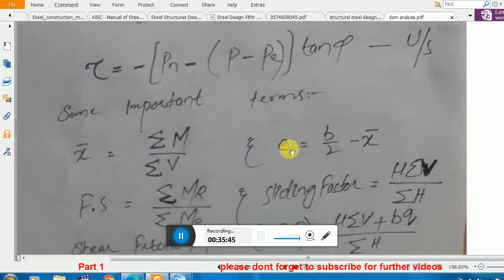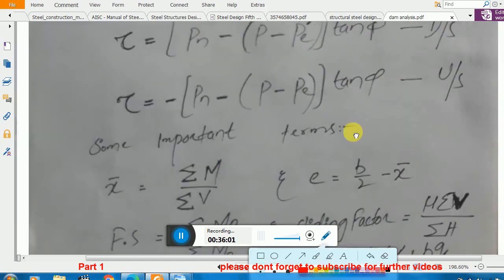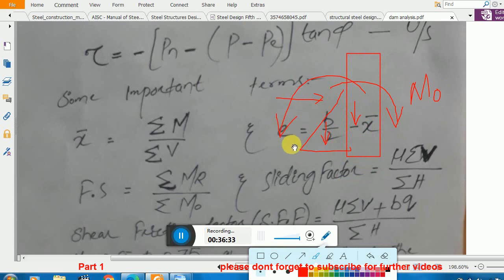Next we have the factor of safety, that is the summation of restoring moments to the overturning moments. R stands for restoring moments, because we have some moments causing the overturning of the dam and some moments causing restoring. For example, the water pressure and the hydrodynamic pressure cause the overturning, so those moments are denoted by M naught. But there is the weight of the dam, and once we provide the sloping side, there is other weight, and these weights cause the restoring moment. So the ratio of the restoring moment to the overturning moment is the factor of safety, and it must be more than 2 or 2.5, okay.